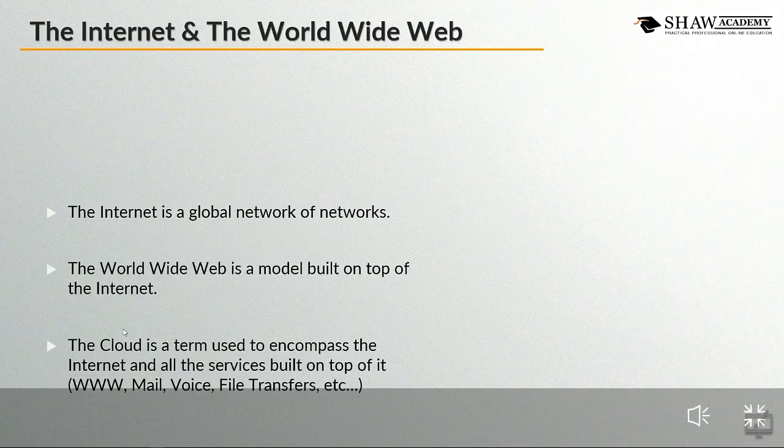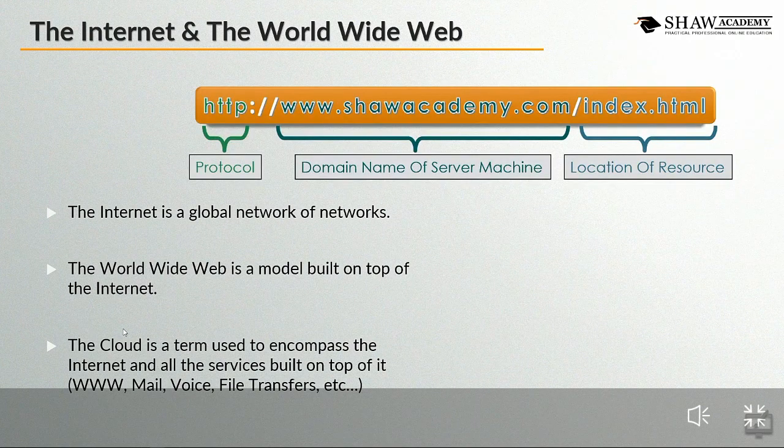So the internet is our massive global network of networks, while the World Wide Web is actually a model built on top of the internet, and it uses something called HTTP, or the Hypertext Transfer Protocol, to share information between devices that are connected through the internet. Now, you've actually come across HTTP before. If you've ever seen a complete URL, that's Uniform Resource Locator, like the one in this example here. It's the full URL for the Shaw Academy homepage.